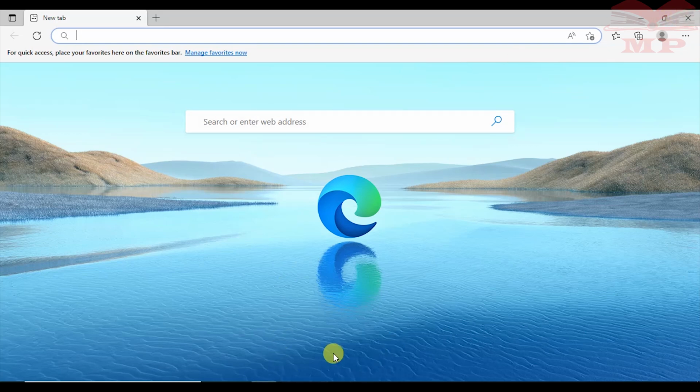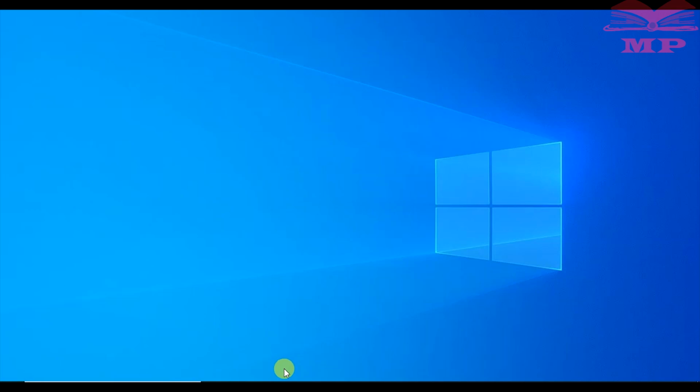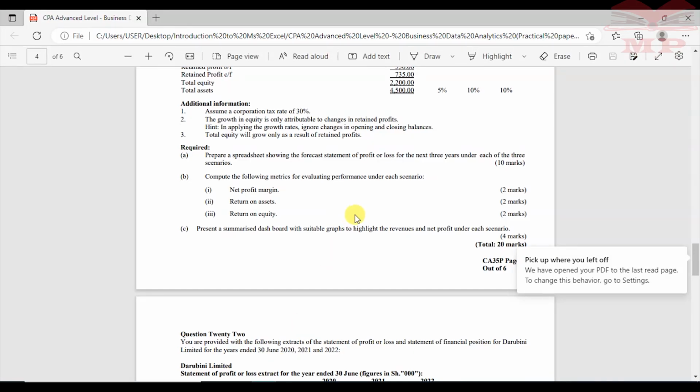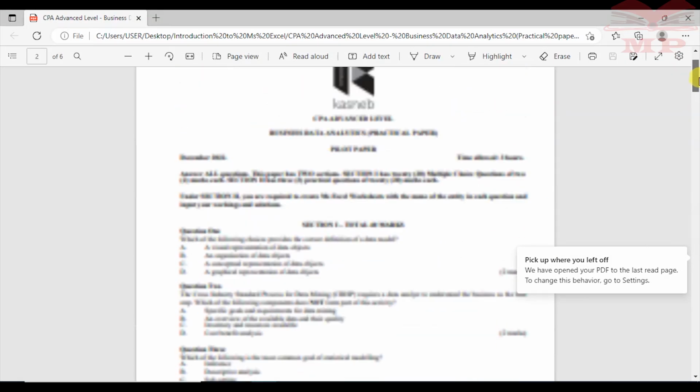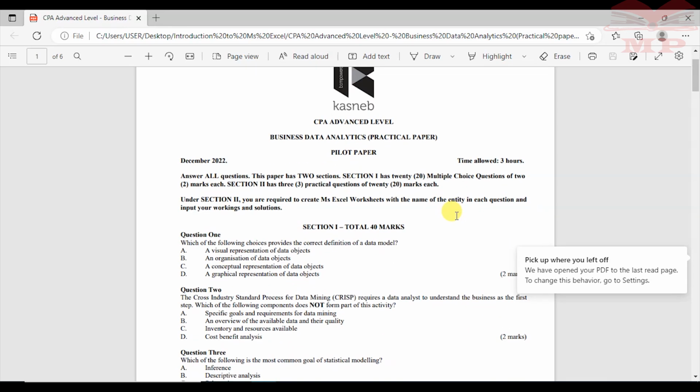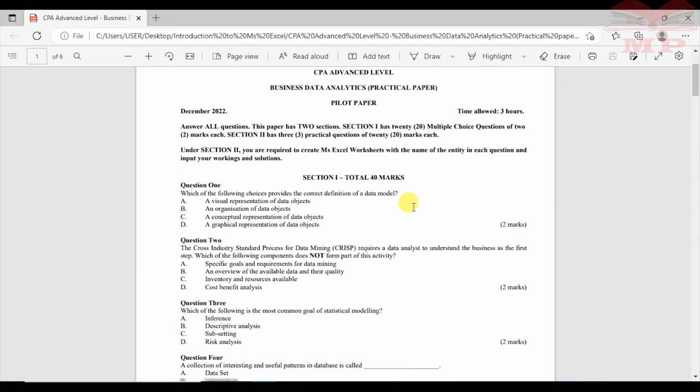So I'll be opening a sample of the pilot paper so that we can see how it looks and how your questions are going to look. So this is the pilot paper, a sample that was just released the other day. The pilot paper for Business Data Analytics, which is a practical paper, consists of two sections. We have section 1, which has a total of 40 marks, and it is tested through multiple choices, because in this section, students are required to pick the correct choice from the given multiple choices.